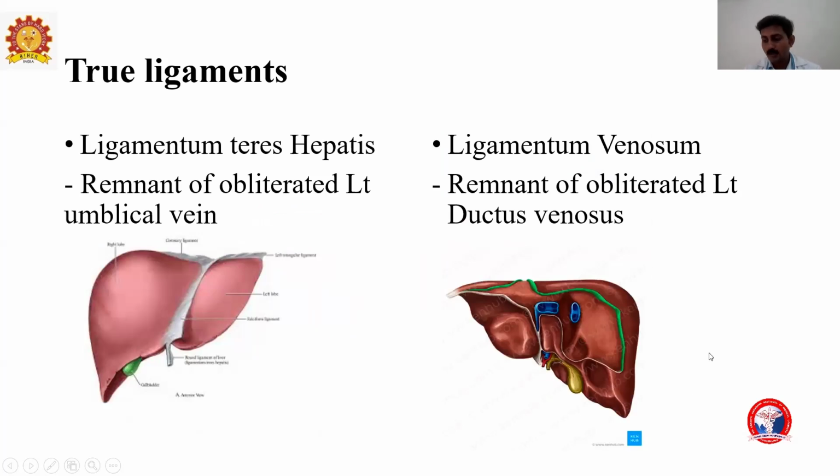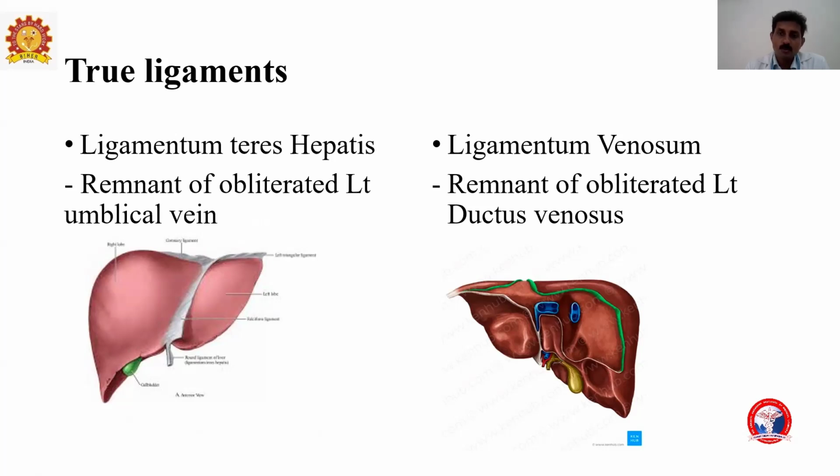Again, we will have to see the true ligaments. So what are the true ligaments? True ligaments are the ligaments which have an embryological remnant. So we have ligamentum teres hepatis, ligamentum venosum. Ligamentum teres hepatis is the round ligament of liver. It has the remnant of obliterated left umbilical vein. Left is left. Okay. So right umbilical vein usually disappears in the fetal life itself. So that is the left umbilical vein that gets obliterated because umbilicus has no role in the adult life. So it gets obliterated once the baby is born. Sorry, it is the obliterated part of left umbilical vein, that is ligamentum teres hepatis.